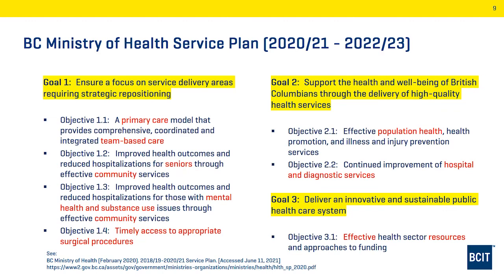Now, if we go from a national to a provincial level and look at what the areas of priority are in British Columbia, one easy way to find this information is to take a look at our BC Ministry of Health Services plan. This is a plan that spans 3 years and goes until the end of the 2023 fiscal year. We can see here that there are 3 main goals for this services plan: to ensure focus on service delivery areas that need to be adjusted and repositioned, like primary healthcare services, team-based care, seniors, community, mental health, substance abuse, and timely access to surgical procedures.